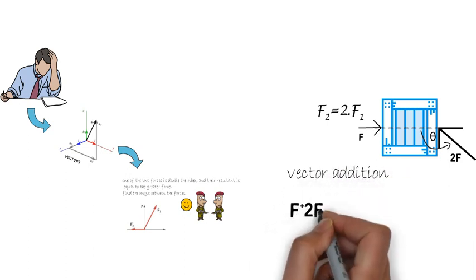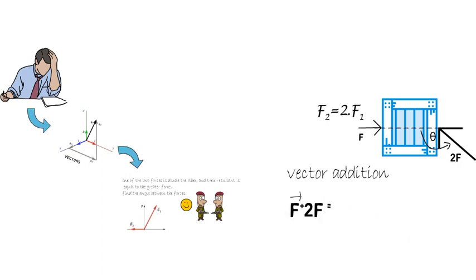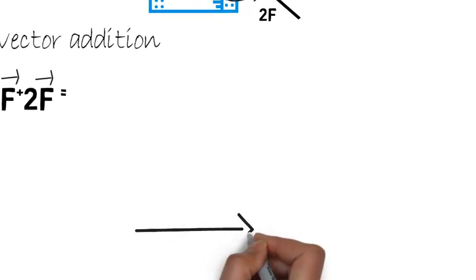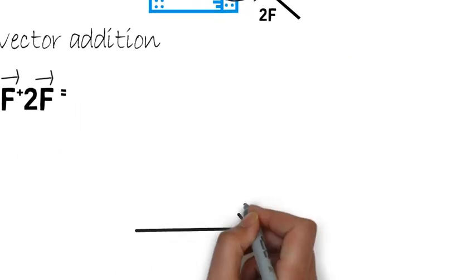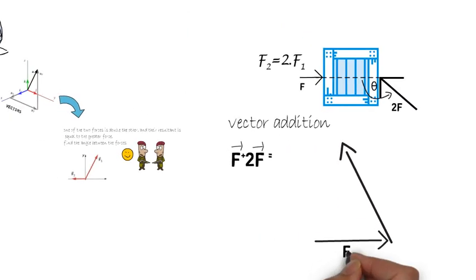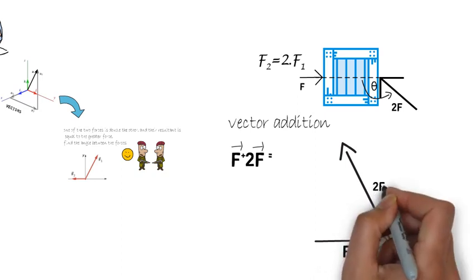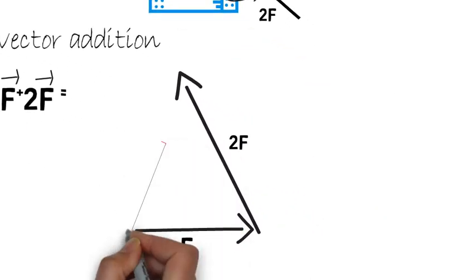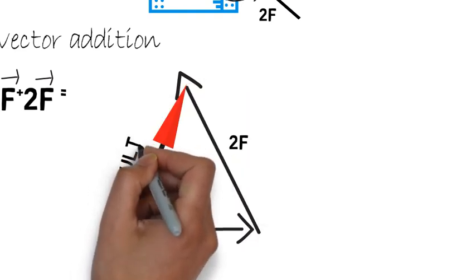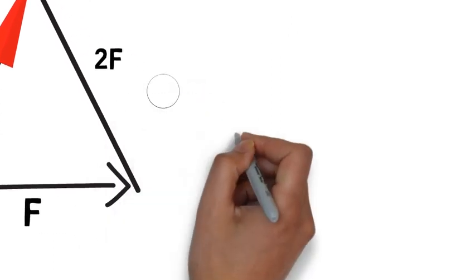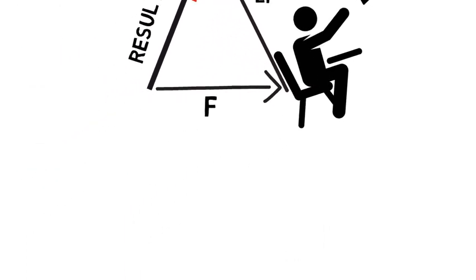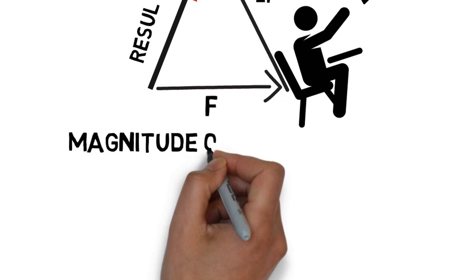So guys, now let's go for vector addition. You start from any vector. I'll start from vector F. Where the first vector ends, you start the second vector. When you connect the initial and the final, that will give you the resultant vector. It says that the resultant vector is also of the magnitude of the largest vector, which means the resultant vector also has a magnitude of 2F.